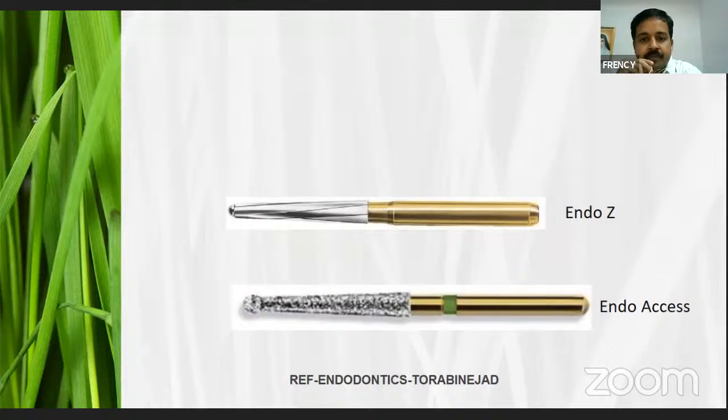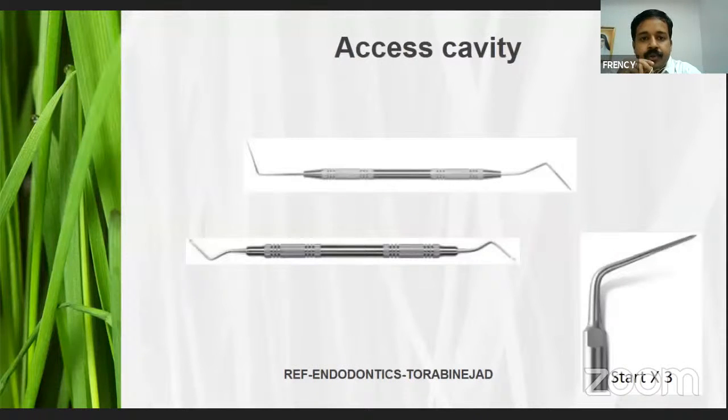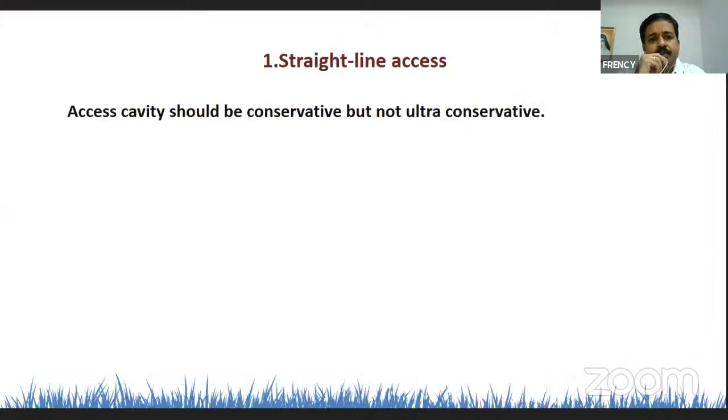It is from Dentsply. Then you need a good DG16 explorer, a good spoon excavator, and some ultrasonic tips to refine the access cavity. ProUltra Start X 3 from Dentsply is a very good tip for refining the access cavity, but it is a bit costlier. The DG16 endodontic explorer, along with a good spoon excavator, is a must for access cavity. Access cavity should be conservative, but should not be ultra conservative.